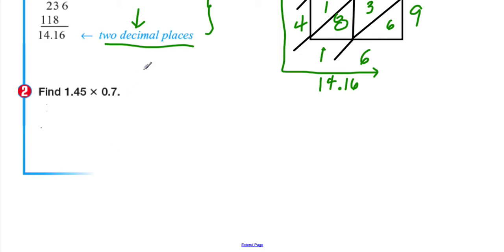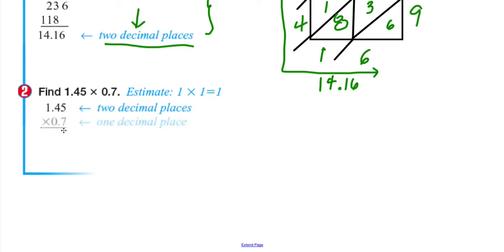Find 1.45 times 0.7. Let's estimate first. 1.45 is rounded as 1, 0.7 is rounded as 1, so our answer should be close to 1. So let's start with 1.45. It has 2 decimal places, multiplied by 0.7, which has 1 decimal place. If you sum that up, you should have an answer of 3 decimal places. Using the traditional method of multiplying, you end up with 1.015. Why 3 decimal places? Because 2 plus 1 gives you 3 decimal places. Let's move on to the next example.